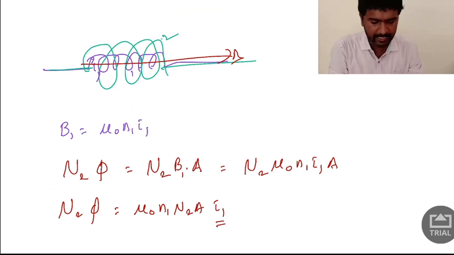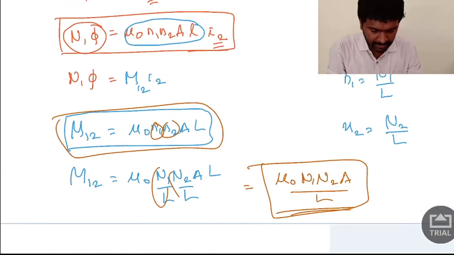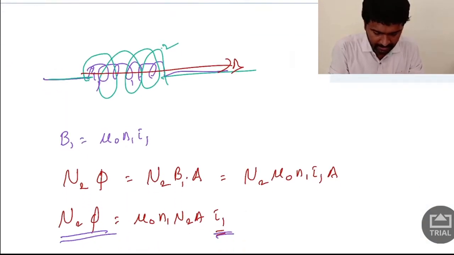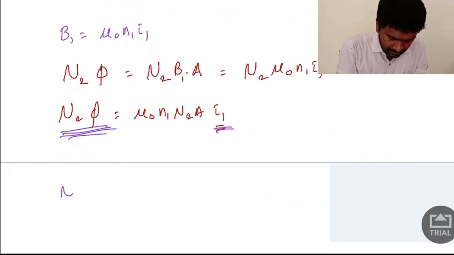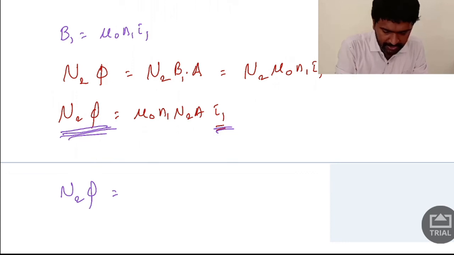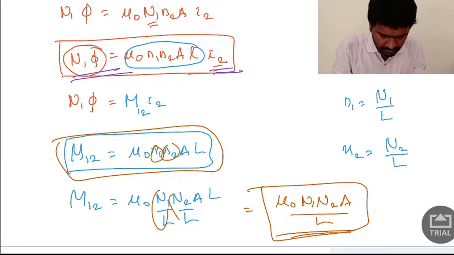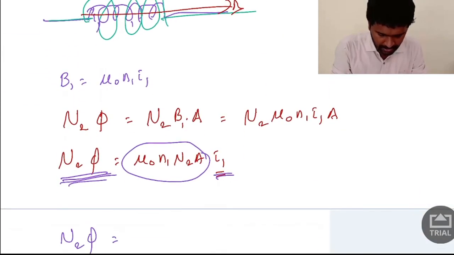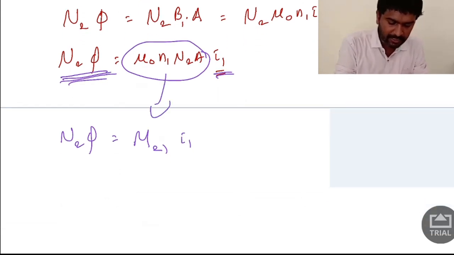As you increase I1 here, this increases, just like there, as you increase I2, N1 phi increases. Similarly, as you increase I1, this increases. So you can write N2 phi equals some constant times I1. That constant I am writing as the mutual inductance of 2 with respect to 1, M21, multiplied by I1. So now this constant is equal to that one.